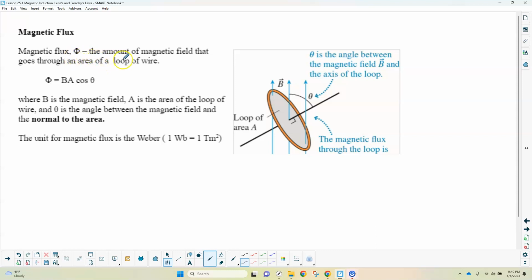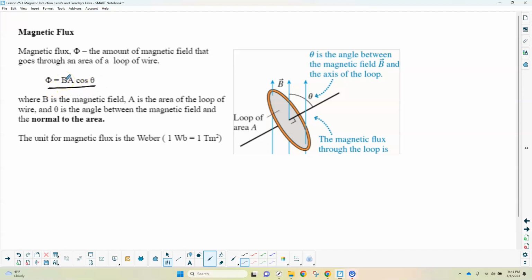It's a capital phi. And magnetic flux is defined as the amount of magnetic field that goes through an area of a loop of wire. So if you imagine that you have some sort of loop or rectangle or some sort of area, it's how much magnetic field is going through that area. So the way that you figure this out is this equation. It's BA cosine theta.